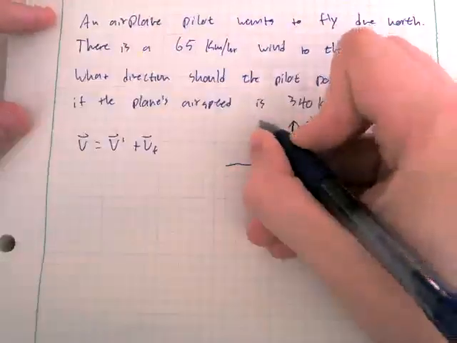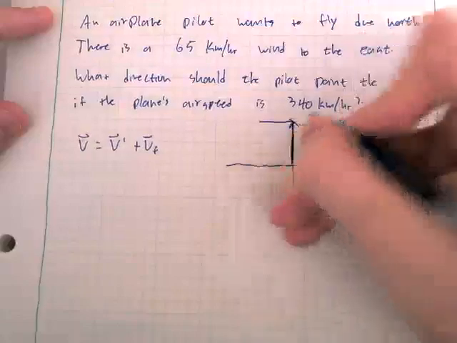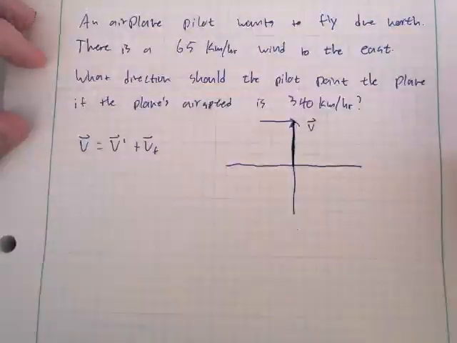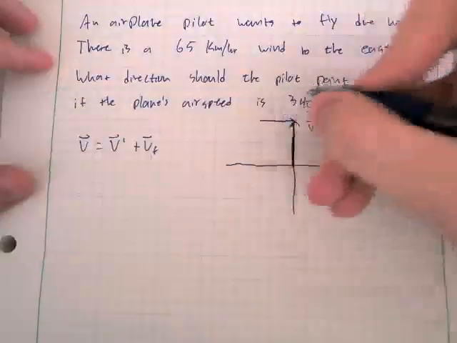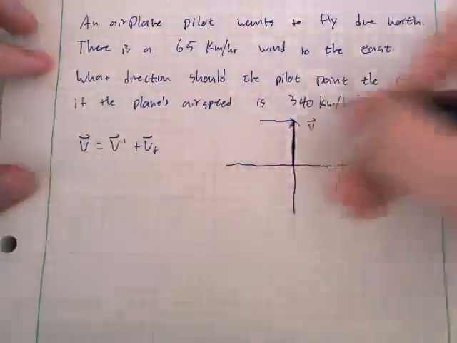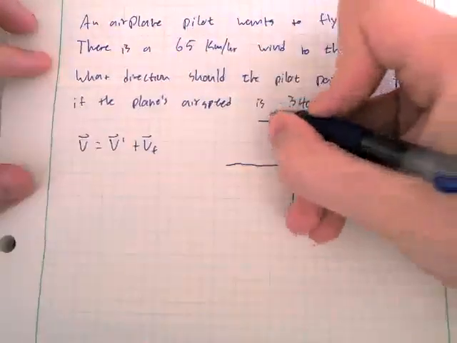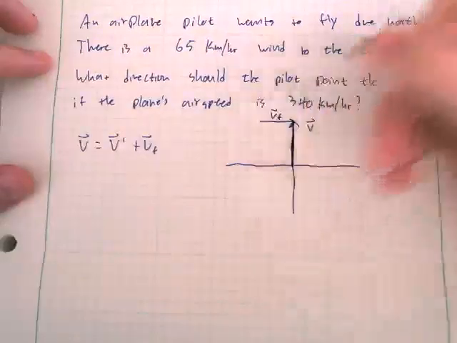So I'm going to draw it like this. I kind of already know ahead of time how I want to draw this. You might have to think about it for a second when you're doing a new problem. But the east, again, we're going to say is to the right. This is going to be the velocity of my frame.